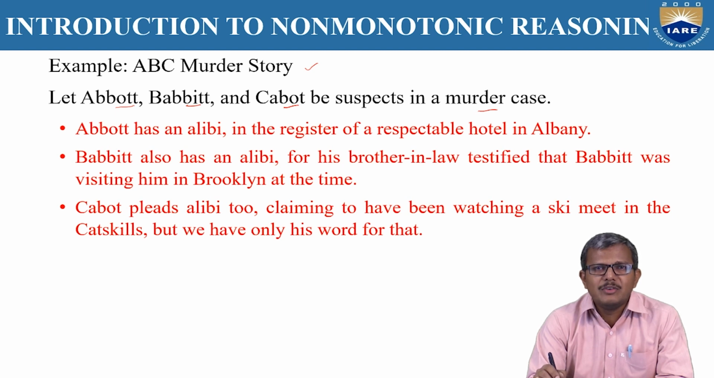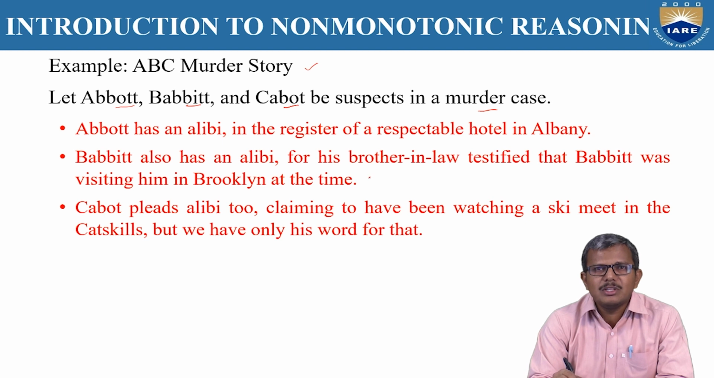They have to collect the evidence in order to prove or disprove that Abbott, Babbitt or Cabot has committed the crime. So we will try to understand the first information available to us, what each of them tells in order to convince the police that they have not committed the crime. Abbott says that during that particular time he was in a particular hotel, and the entry of his name is marked in the hotel register. That is the information given by Abbott.